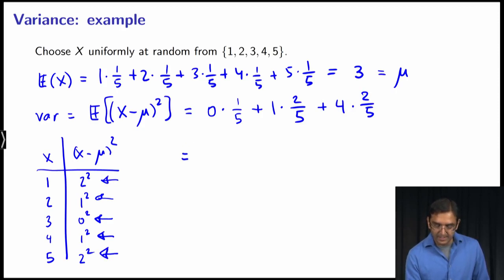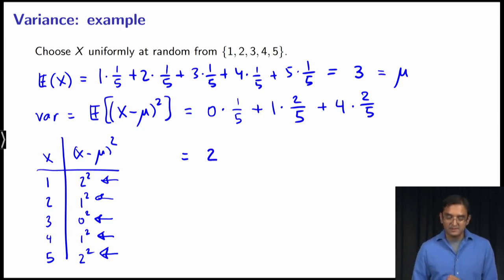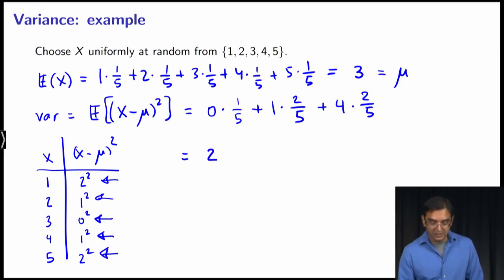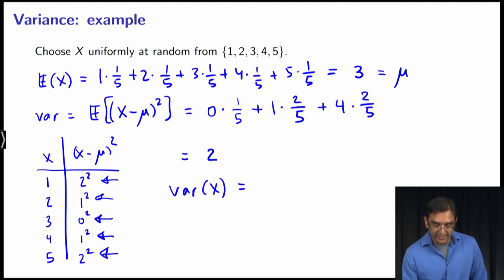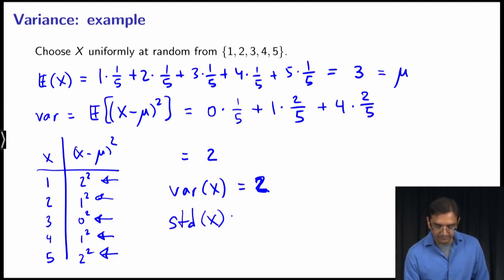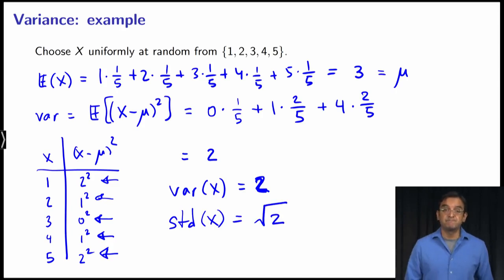Okay? And so this works out to 2. So the variance of x is 2, which means that the standard deviation of x is the square root of 2. The square root of the variance. Okay?